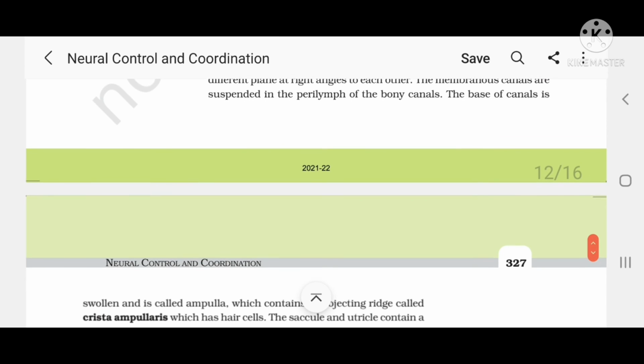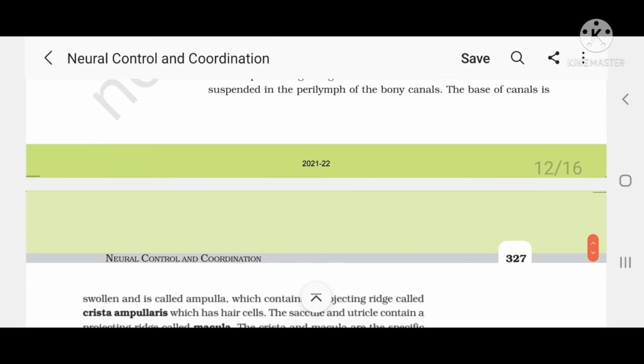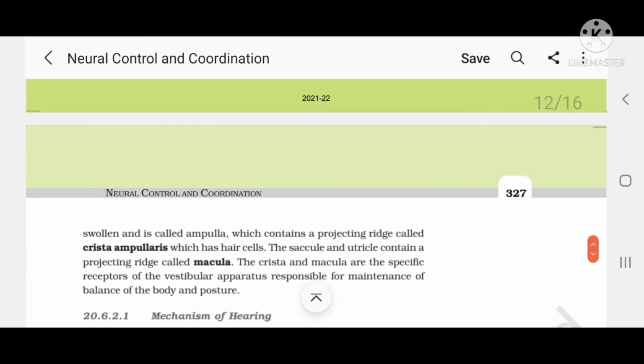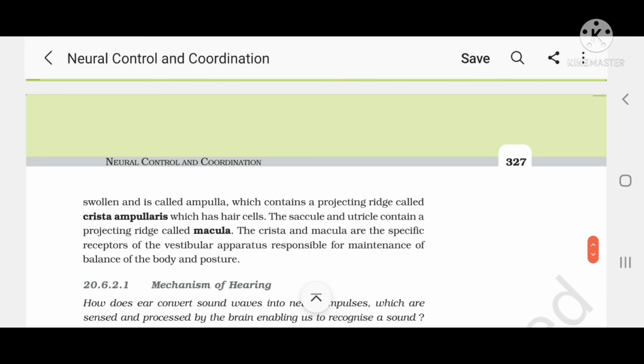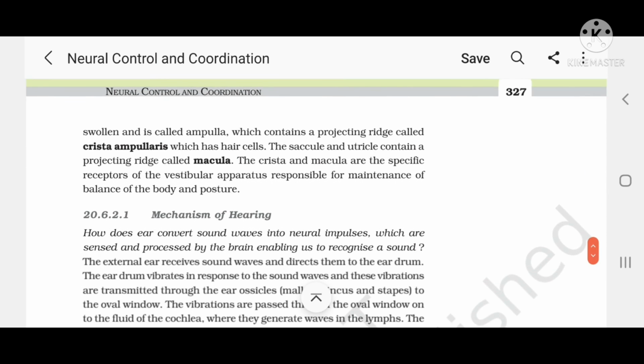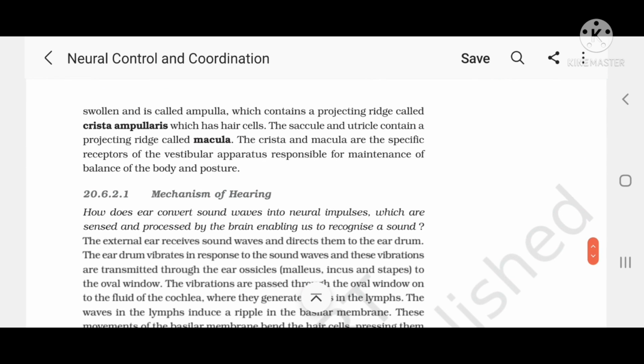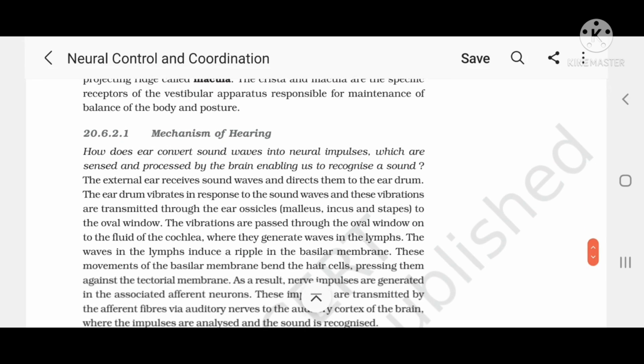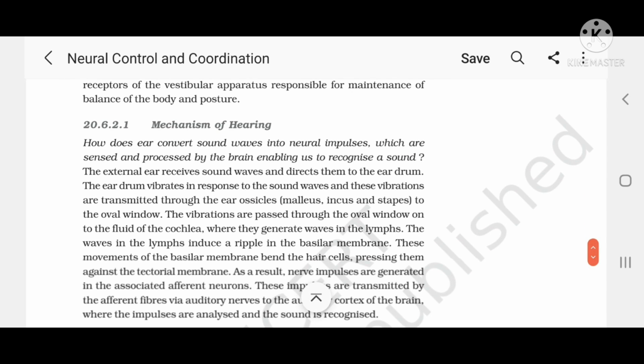The base of the canals is swollen and is called the ampulla, which contains a projecting ridge called the crista ampullaris, which has hair cells. The saccule and utricle contain a projecting ridge called the macula. The crista and macula are the specific receptors of the vestibular apparatus responsible for maintenance of balance of the body and posture.